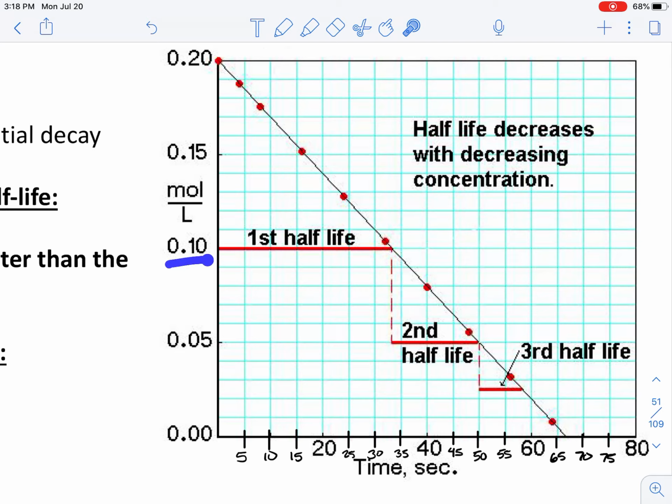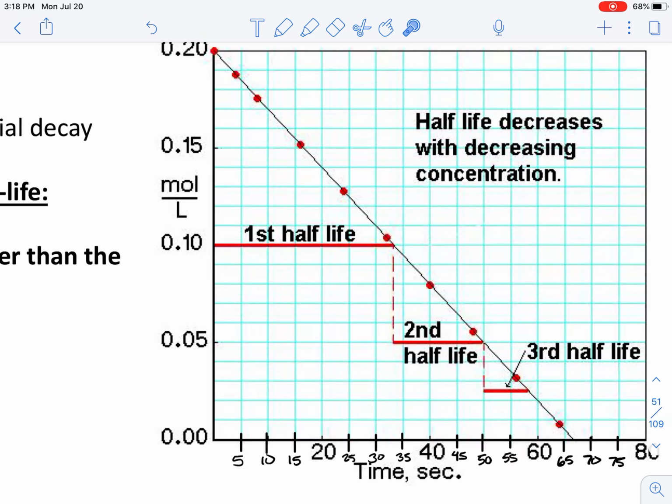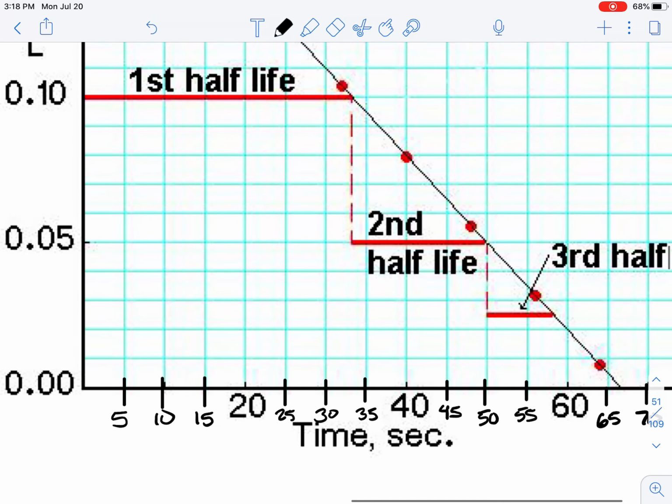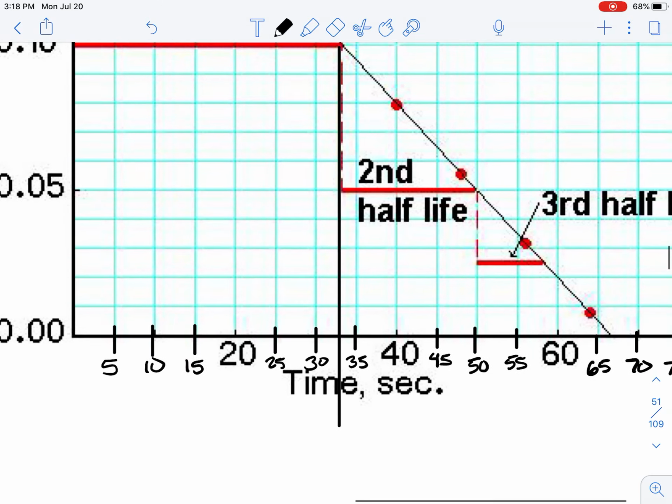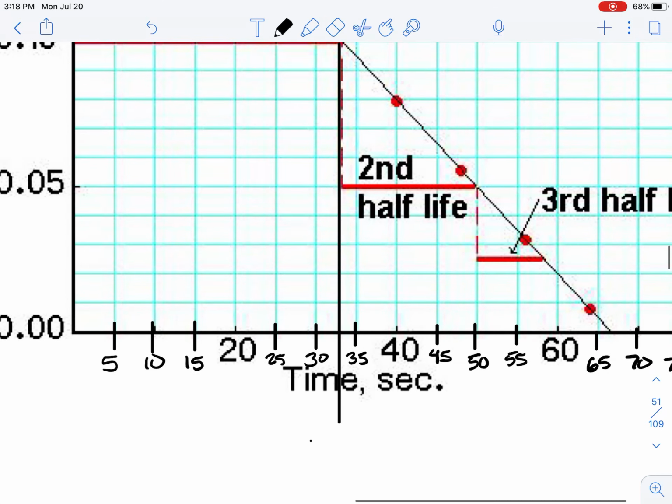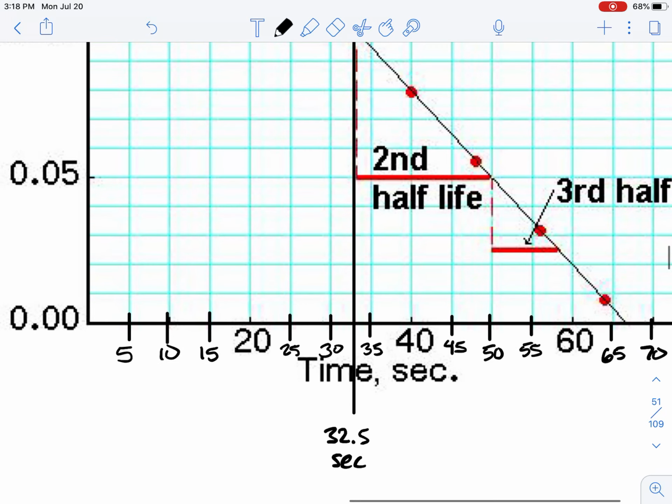Now, if you're looking at half-lives, if we go from 0.20, which is 100% in this scenario, to 50%, which is 0.10, notice that the first half-life, if I were to trace this down, is somewhere in the middle of 30 and 35. So let's just say 32.5 seconds. This is going to represent the first half-life.